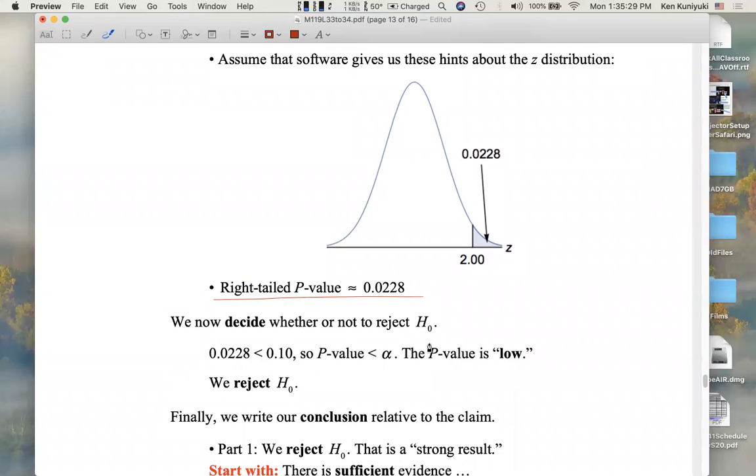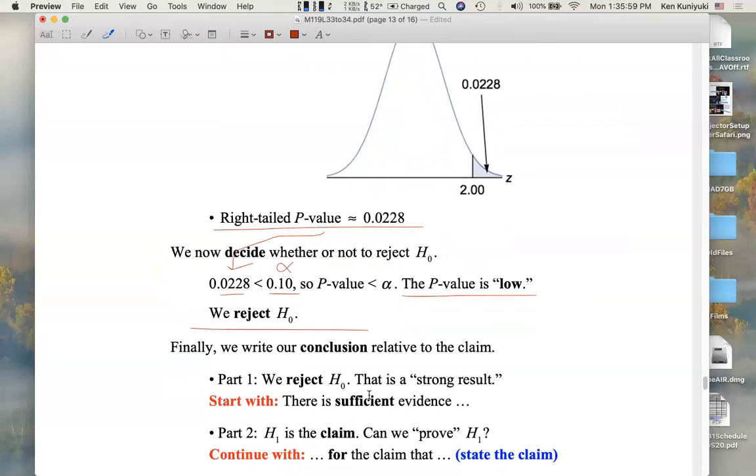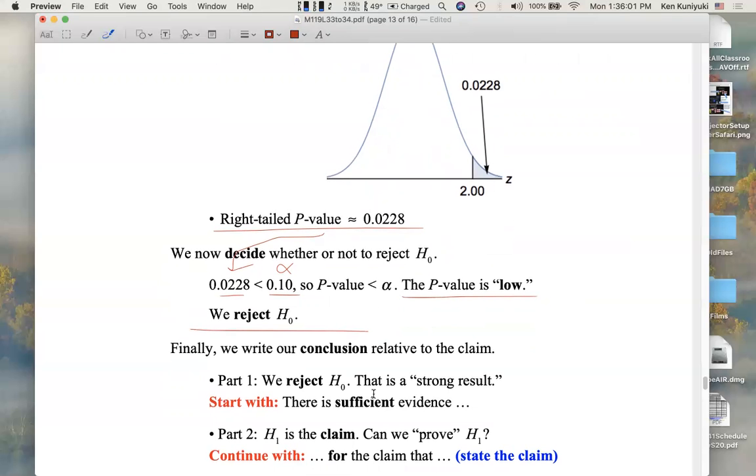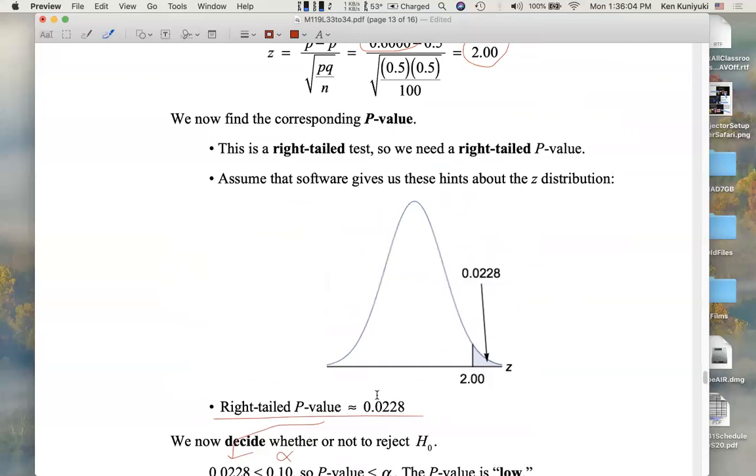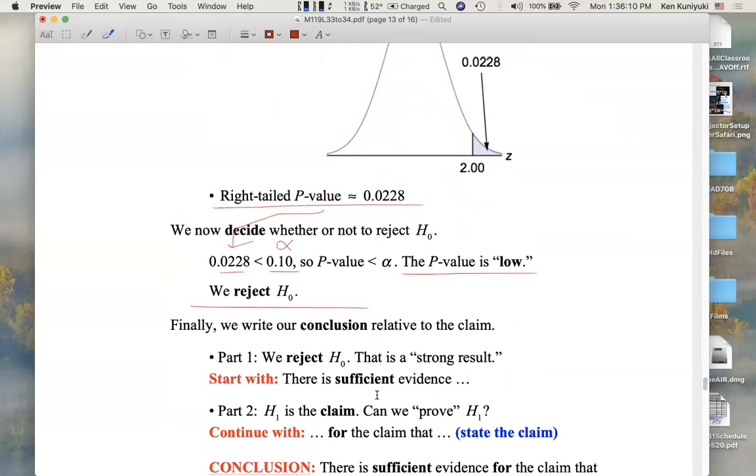So we now decide whether or not to reject the null. Well, what's the threshold? It's alpha. Alpha was 10% here. Alpha is 0.10. The p-value is 0.0228. Is the p-value low or not low? Is it less than alpha or greater than alpha? This is about 2%. This is 10%. The p-value is less than alpha. The p-value is low. The null must go away. We reject the null. And by the way, it was kind of a close call, right? I mean, z equals 2. Well, it really depends on what alpha is, right? Okay, we reject the null.